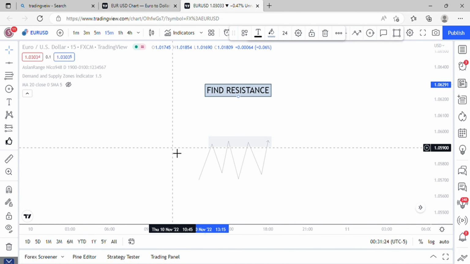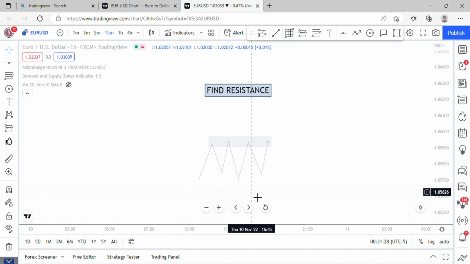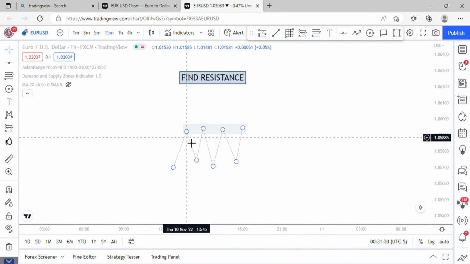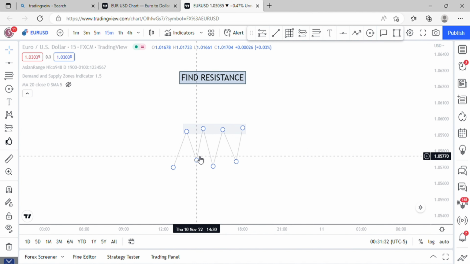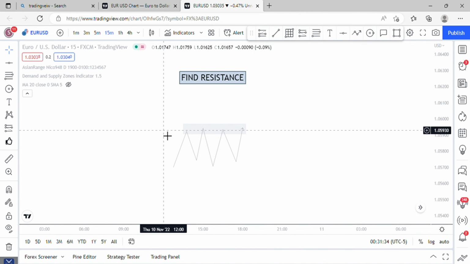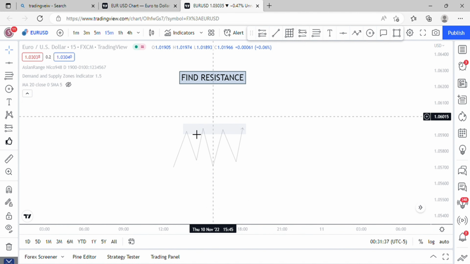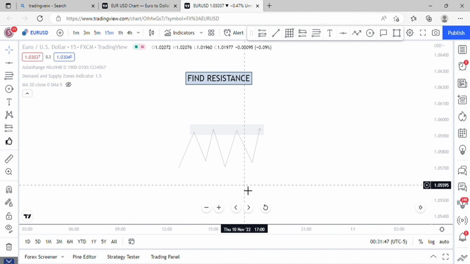So step number two is finding a resistance. Mainly, we call resistance the area from where the market is continuously pulling back, not breaking that particular area. We have to be careful here, because if we choose the wrong resistance area, our strategy is going to fail.